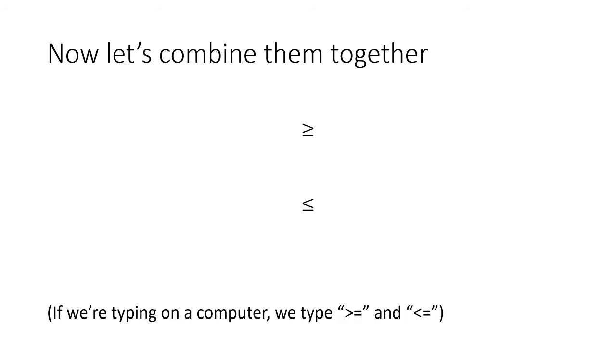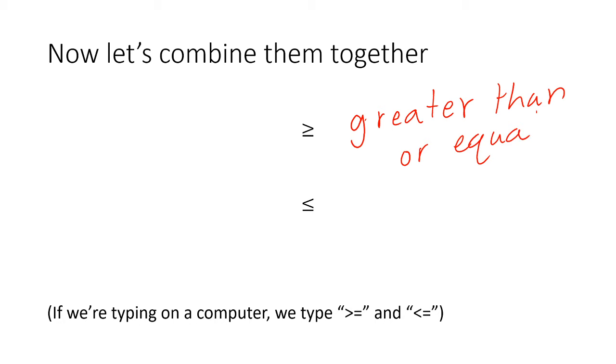So now let's combine them together. This is greater than or equal to, which means that 3 can be greater than or equal to 3. That works totally well. We could say that 5 is greater than or equal to 3 as well. So this is the greater than or equal to sign. This one is less than or equal to.